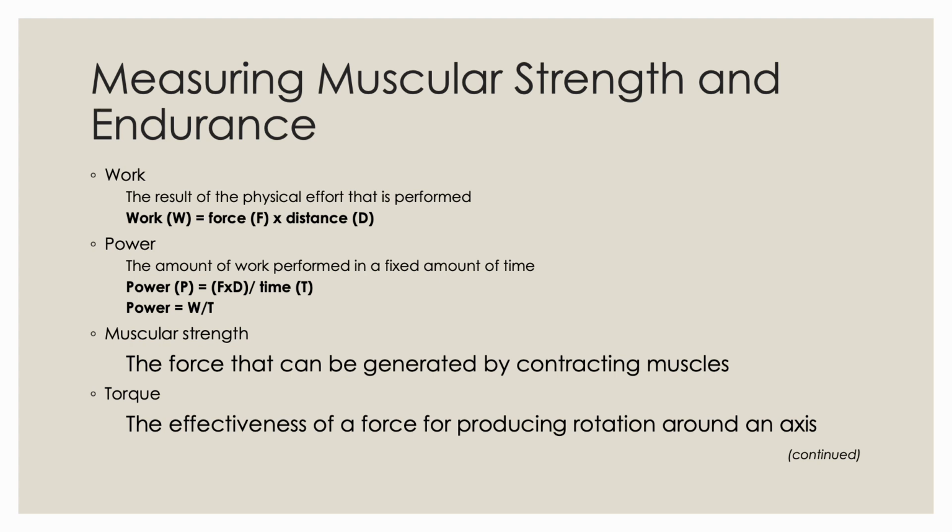Muscular strength is the force that can be generated by contracting muscles, and torque is the effectiveness of a force for producing rotation around an axis.